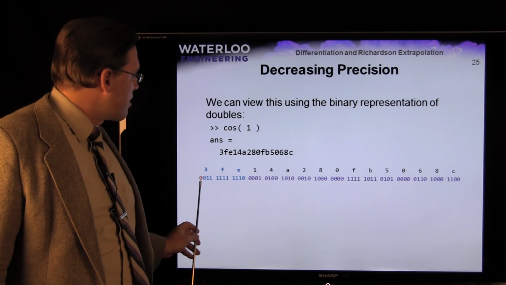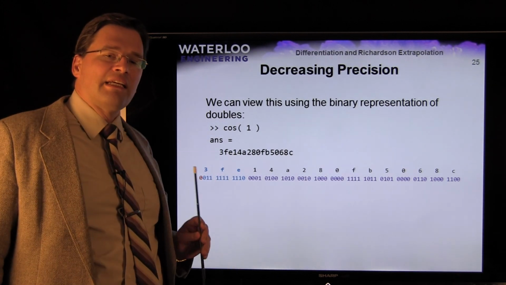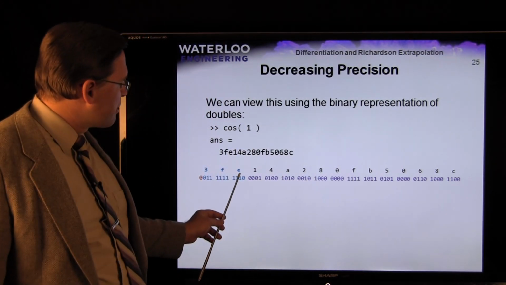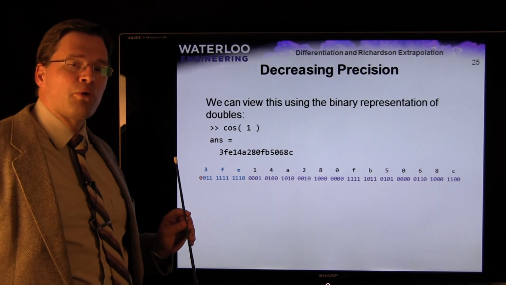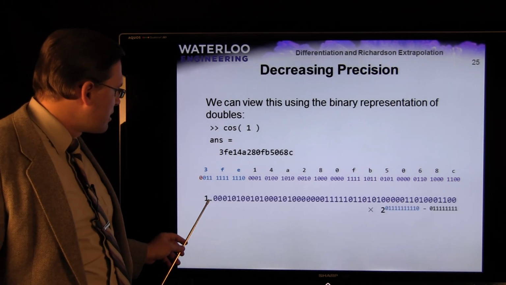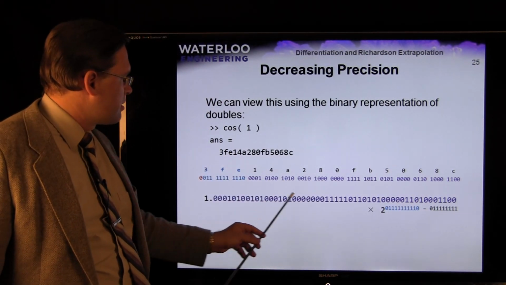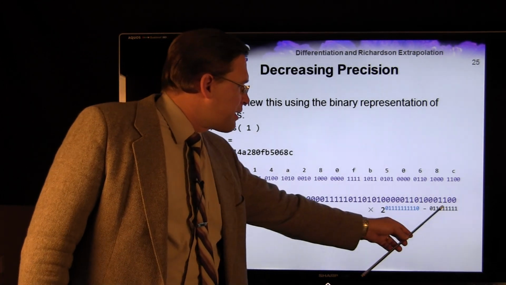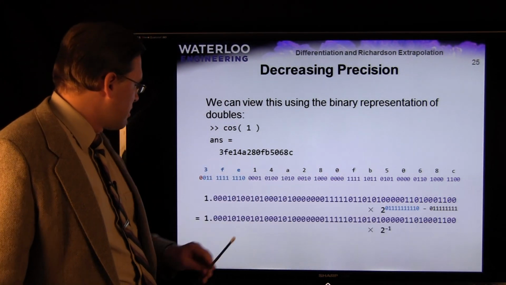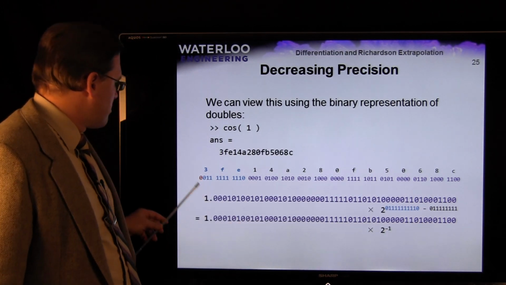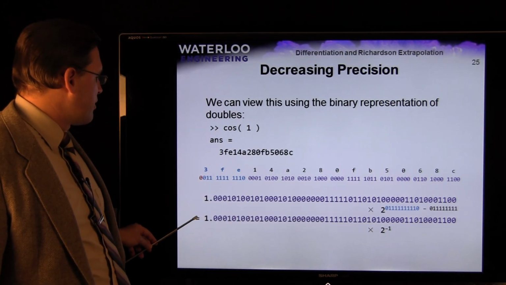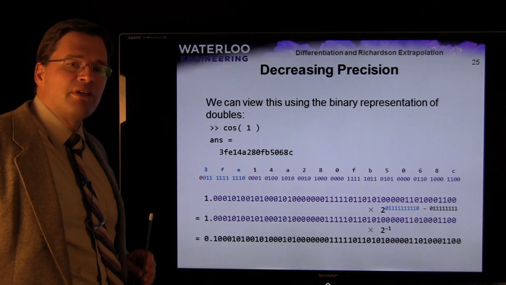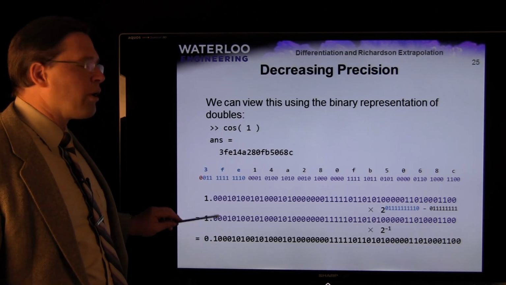You'll recall from last week, the first 3 hexadecimal characters give you the sign bit and the exponent. The balance is the mantissa with an implied leading 1 point. So we have 1 point, the mantissa, times 2 to the exponent minus the bias. Well, that exponent minus that bias is just 2 to the negative 1. So once again, we have that term here. Well, 2 to the negative 1, base 2 just moves the decimal place 1 to the left. And so this is cos of 1.